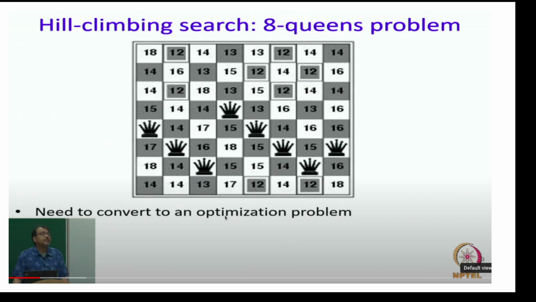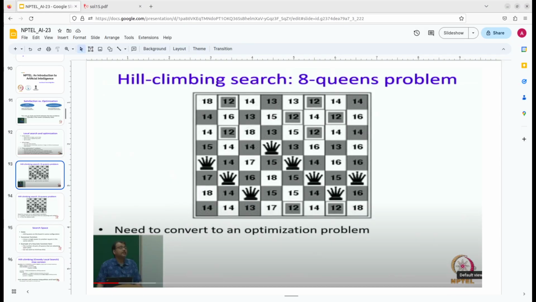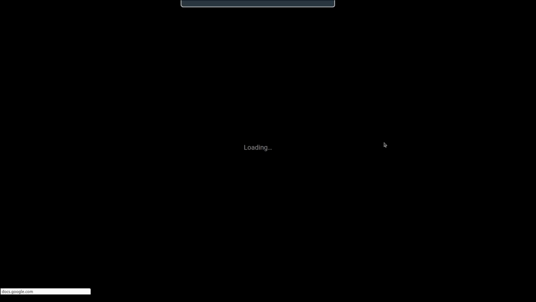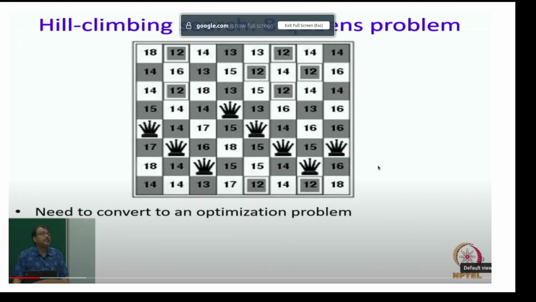Let me repeat. The problem statement is that you will be given a chessboard and 8 queens, right? And you will be asked to arrange those 8 queens in such a way that they shouldn't attack each other. If you know chess, you will know how 2 queens attack each other. If they are in the same row, they attack each other. If they are in the same column, they attack each other. If they are in diagonal, then also they attack each other. So you need to avoid such scenarios.